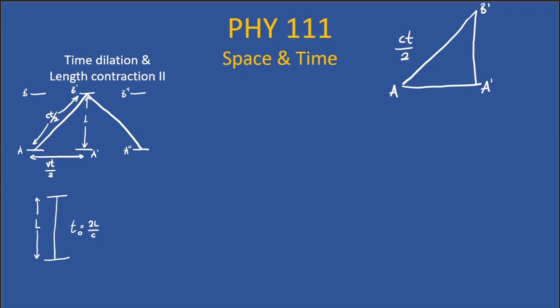A to A prime is the distance covered by the spaceship in that time. So that distance is going to be v times t over 2. And A prime to B prime is the distance between the mirrors. That's L. We're going to do a simple Pythagoras. So that gives us the hypotenuse squared, c squared, is equal to a squared plus b squared. Let's substitute in c. C is the hypotenuse, so that's c t over 2.